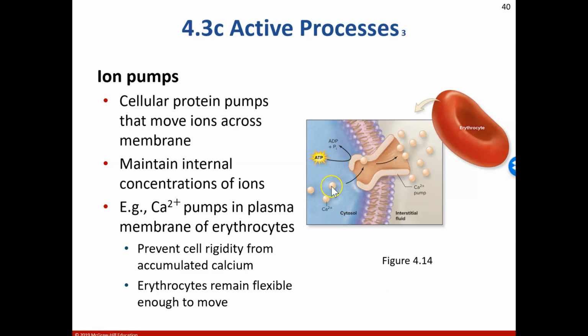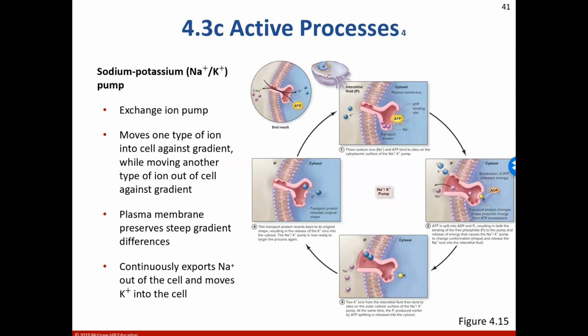We have our calcium that would bind to our protein here, and we could find these in our red blood cells. And it really helps to prevent cell rigidity from accumulated calcium, and our red blood cells are going to remain flexible enough to move. So you can see that the calcium is being pumped into the interstitial fluid outside of our red blood cell. Another very important active process or active transport is using our sodium-potassium pump.